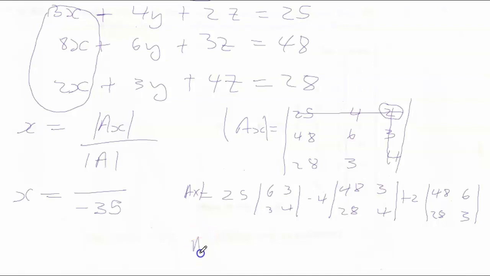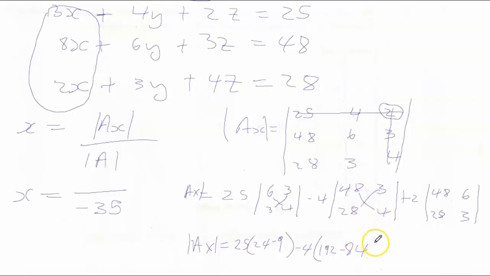And to calculate this determinant of AX, it's 25 into 6 times 4, which is 24, minus 3 times 3, that's 9, minus 4 into 4 times 48, which is 192, minus 28 times 3, which is 84.